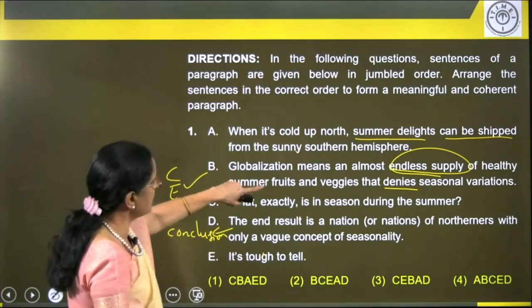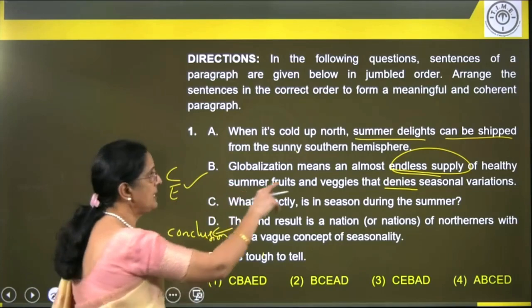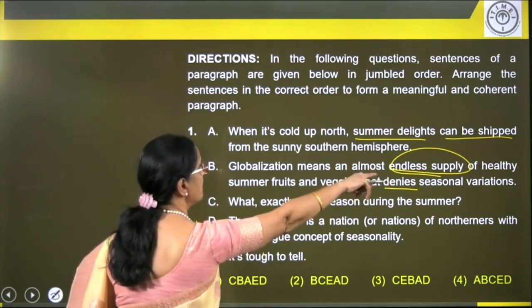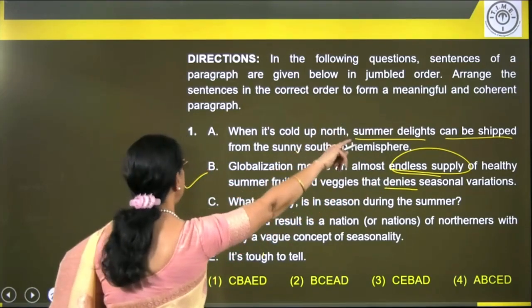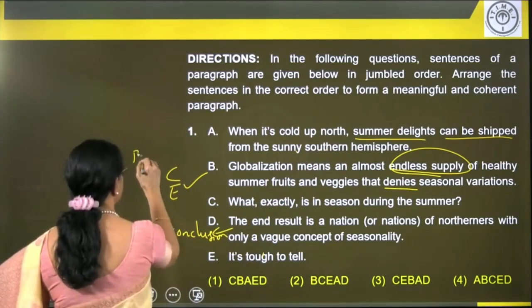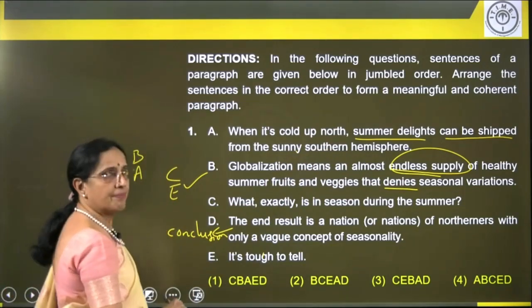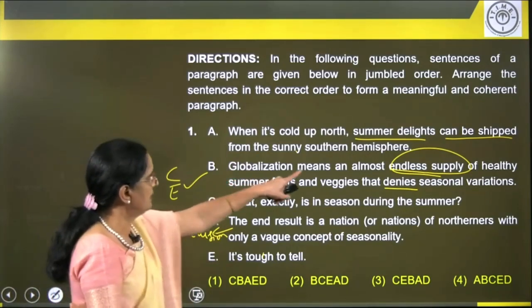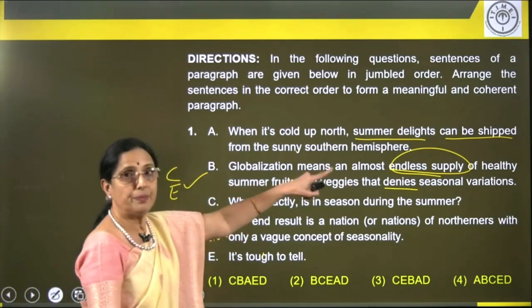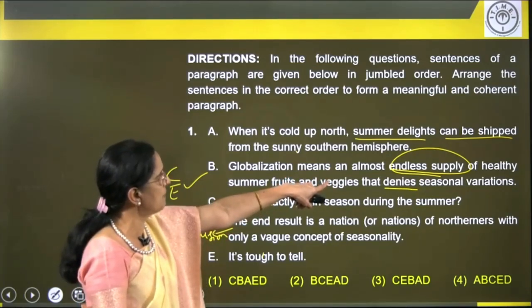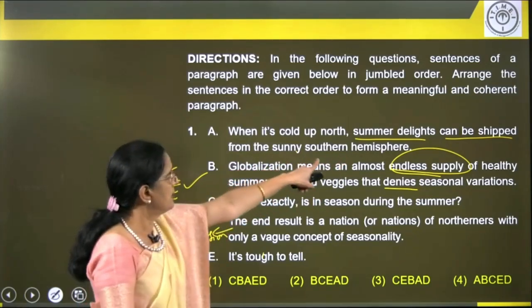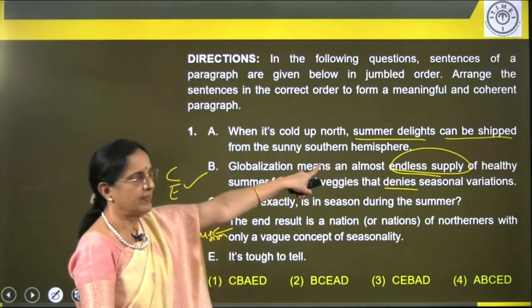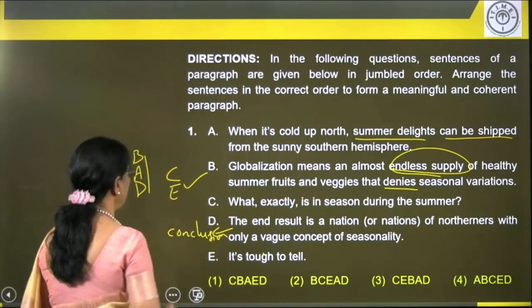Globalization. If you look at the connection, globalization means an endless supply. How is it an endless supply? Summer delights can be shipped. Put it aside. B should be followed by A. And then D is the conclusion. Do you get it? Connection, endless supply of this. How do you give that endless supply? Can be shipped from the sunny southern hemisphere. Okay. So BAD is one combination.